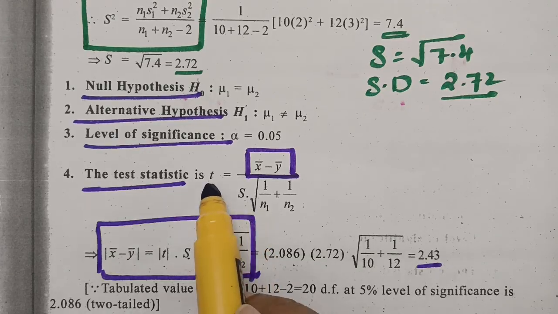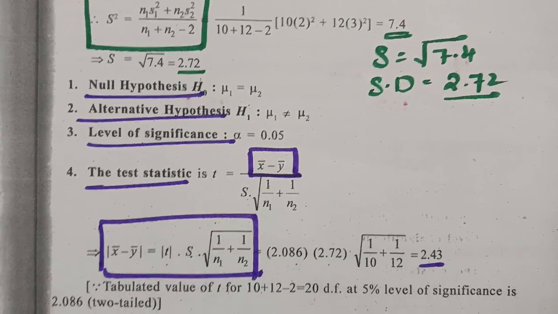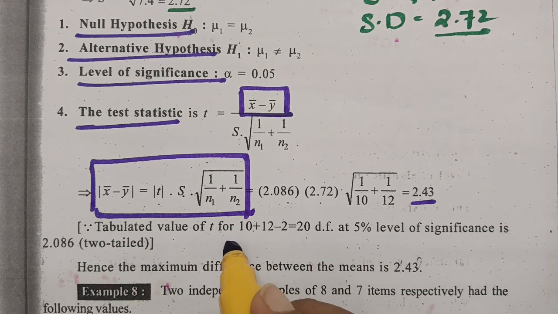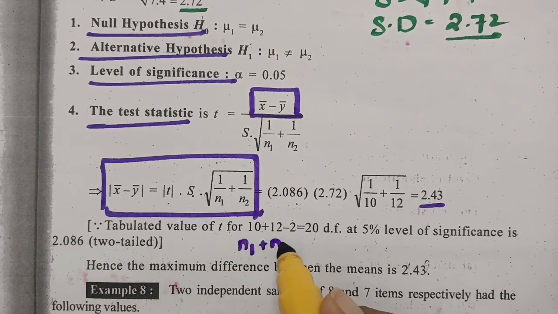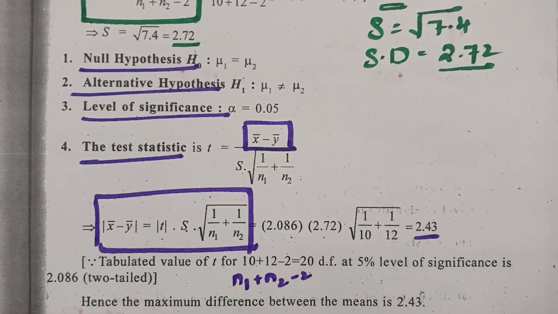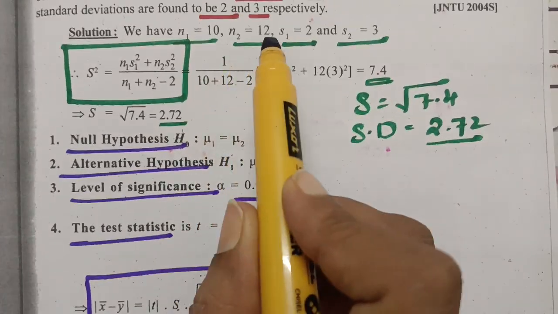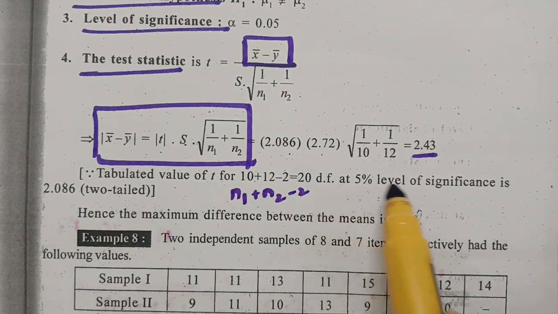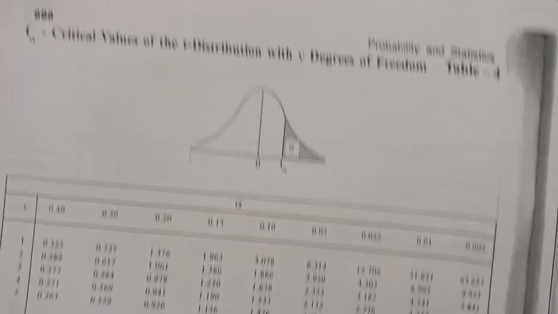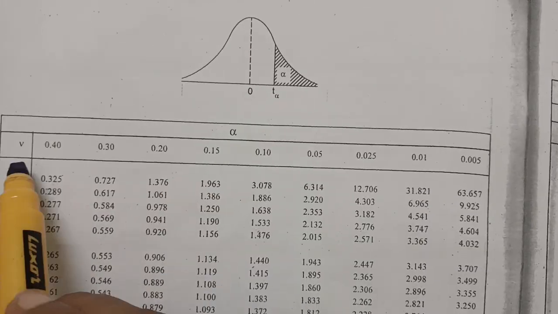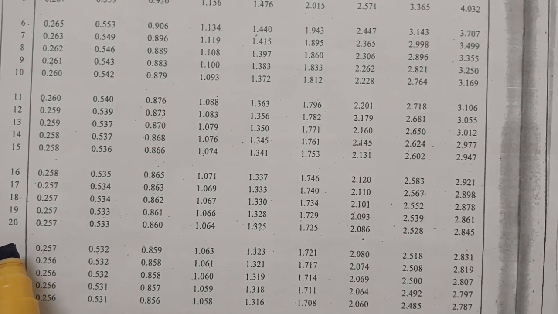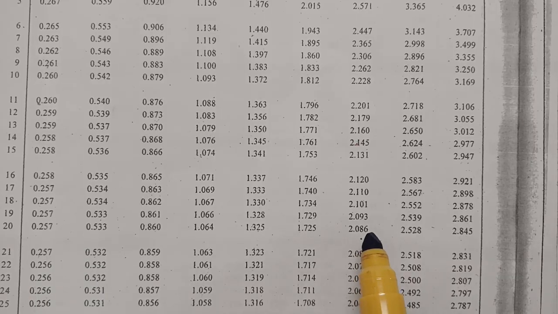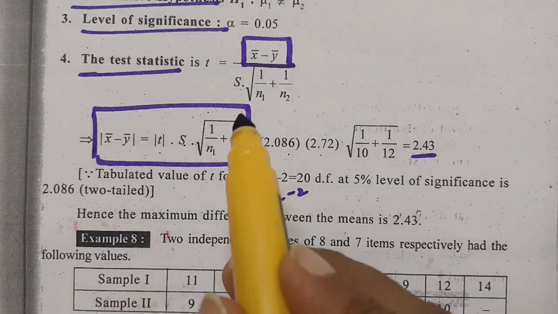See here, the calculated value for t is found from the degrees of freedom. This is n1 plus n2 minus 2. So the formula here is n1 plus n2 minus 2. What is n1 here? n1 is equal to 10 plus n2 is equal to 12 minus 2. The value here is 20. At 20 degrees of freedom and 5% level of significance, see here, this is the t distribution table. For degrees of freedom, we have to go with 20, and for 5% level of significance, the value here is 2.086. So this is the value for t.